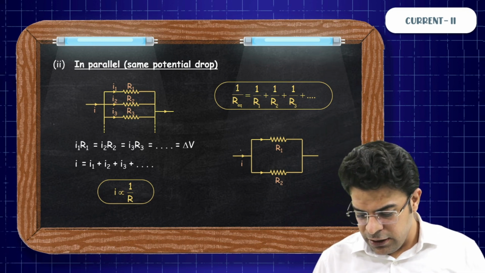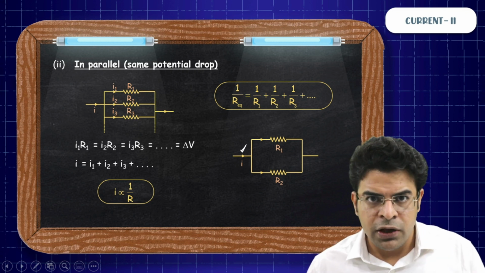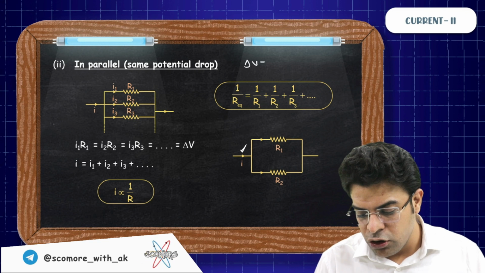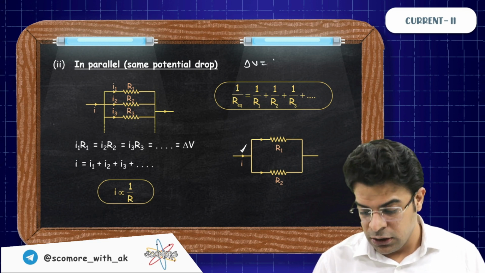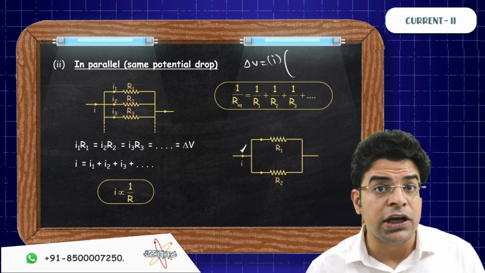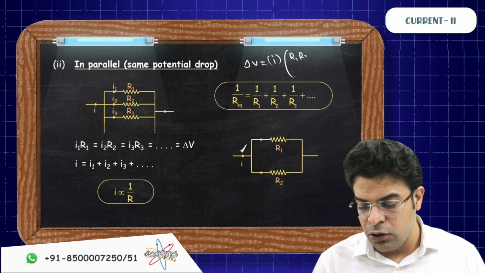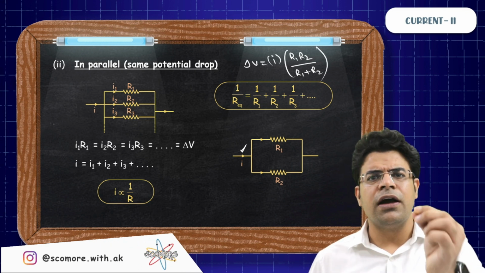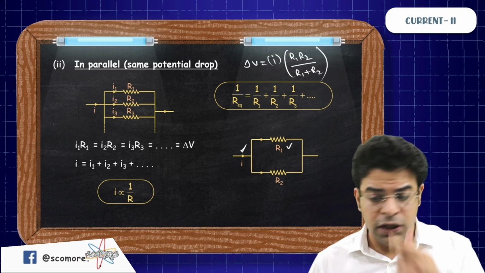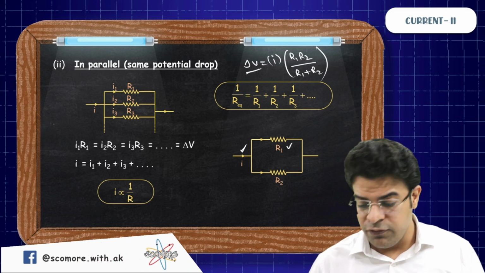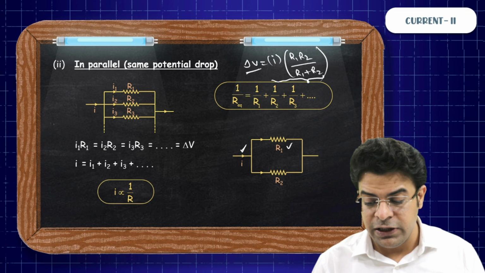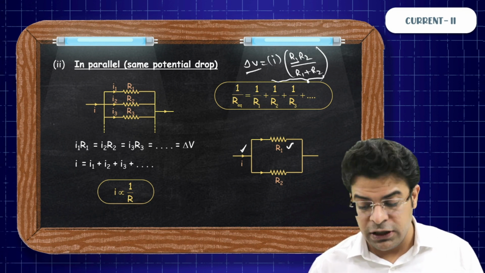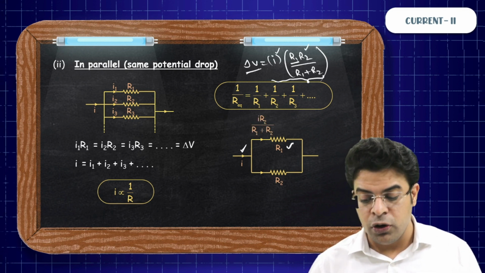Now kids, if the current through the combination is I and their equivalent resistance is R1 R2 upon R1 plus R2, then you can say that the potential drop across the combination has to be equal to the current through the combination multiplied by its equivalent resistance, which is R1 R2 upon R1 plus R2. So the question is, what will be the current flowing through R1? We know the potential drop across R1. If I divide this potential drop with the first resistance, I will get the current flowing through it. So the current flowing through R1 has to be I into R2 upon R1 plus R2.